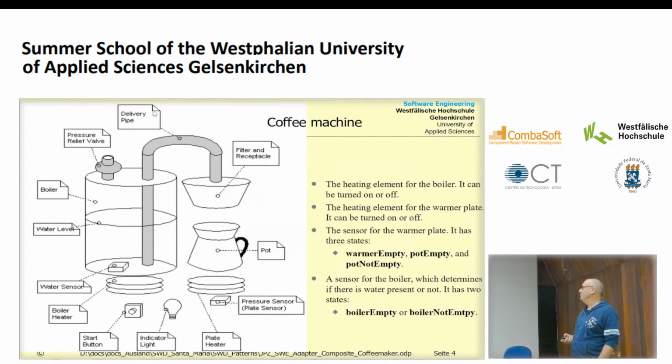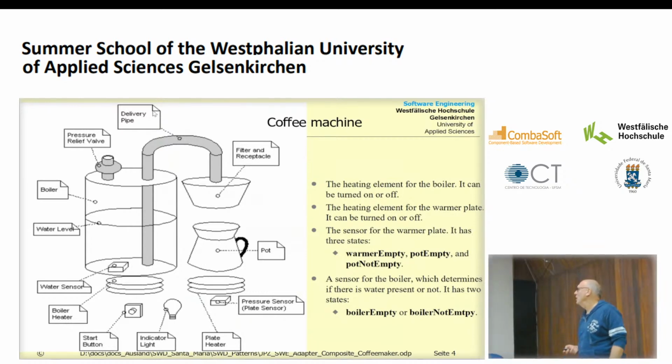Anything I haven't explained? The warmer plate has 3 states. The warmer is empty, the pot is on it. The pot is empty, it's on it, and the pot is not empty, so it has coffee. And the boiler has 2 states. It's empty, so there's no water in it, or the boiler is not empty, there's some water.